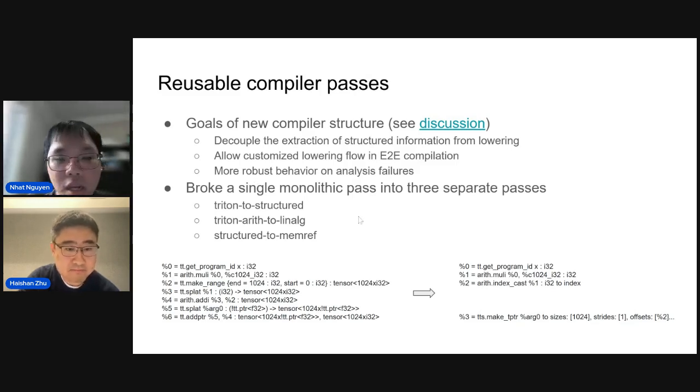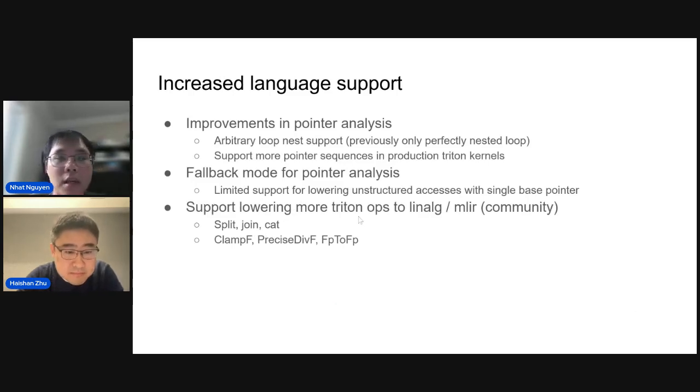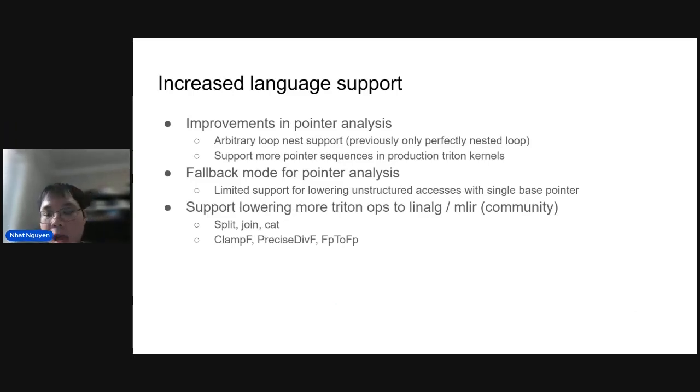Thanks, Haishan. So that was a great update. It makes it easier for us to add more improvements to the passes. During last year, some of the improvements we made are improvements to our pointer analysis. This is built on top of the rewrite that Haishan did to support nested loops and other pointer sequences that are seen in production Triton kernels. We also started having limited support for lowering non-contiguous memory access. And thanks to the community, we also have more op supports as well.